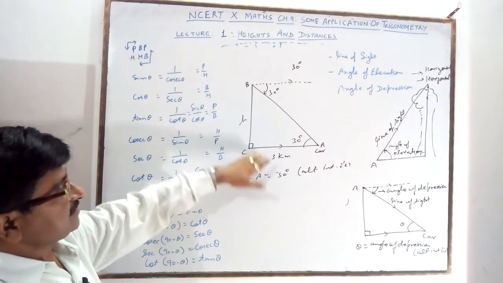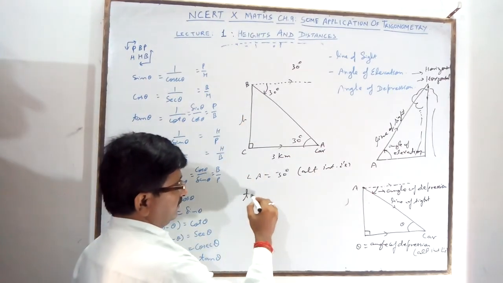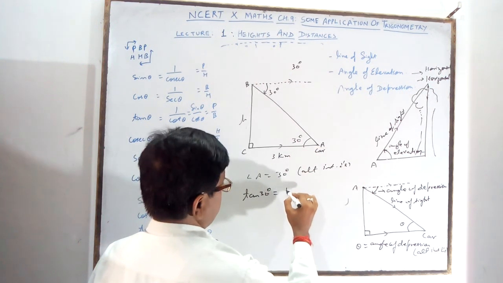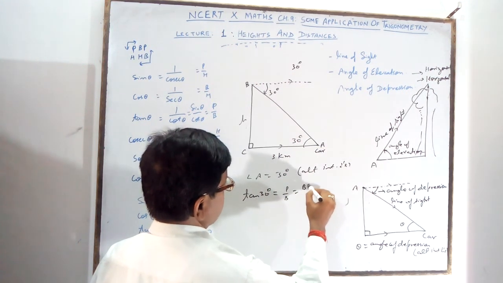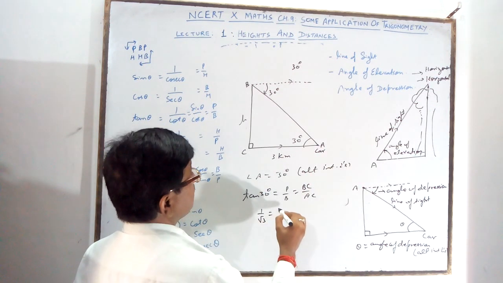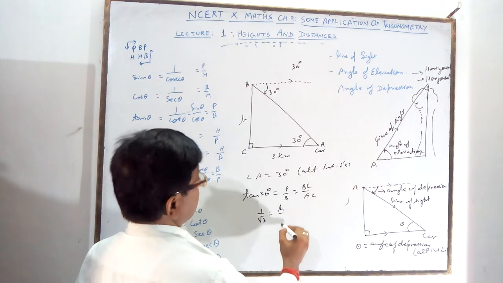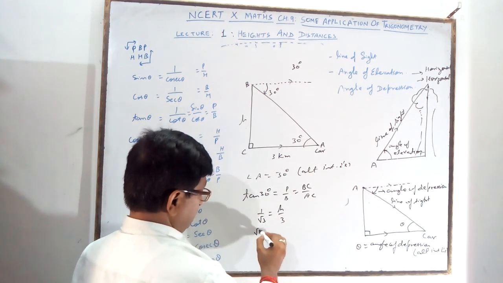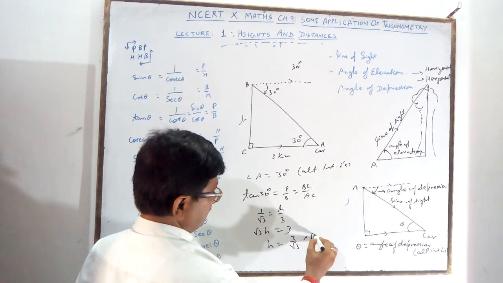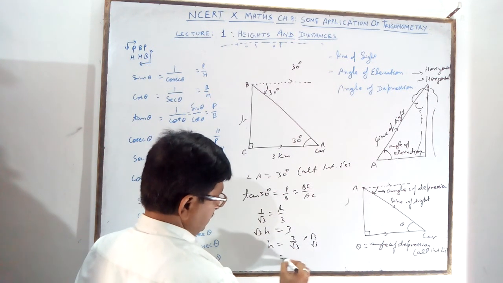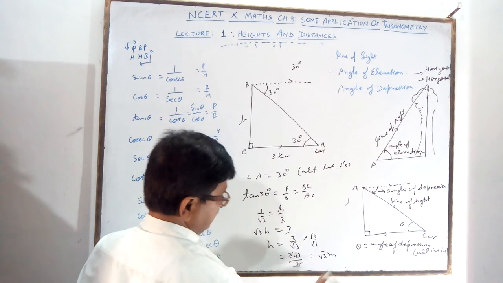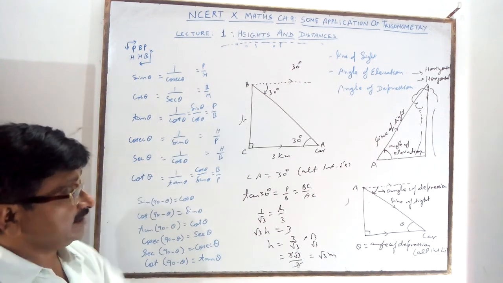Now apply. Base is given, perpendicular is to be found. Again you can write tan. Tan 30 degree is equal to perpendicular upon base, that is BC upon AC. Put the value, 1 by root 3 is equal to BC upon AC. BC is H and AC is 3. So cross multiply: root 3 H is equal to 3, then H is equal to 3 by root 3. Rationalize it, multiplying by root 3 and root 3. You will get 3 root 3 by 3. 3 and 3 cancel. What is there? Root 3. Height of the building is root 3 kilometer.